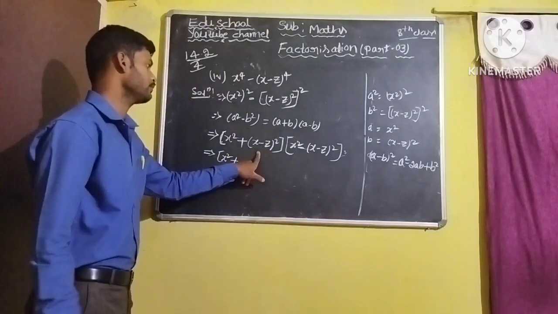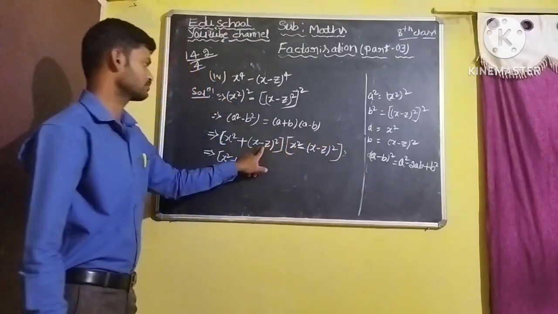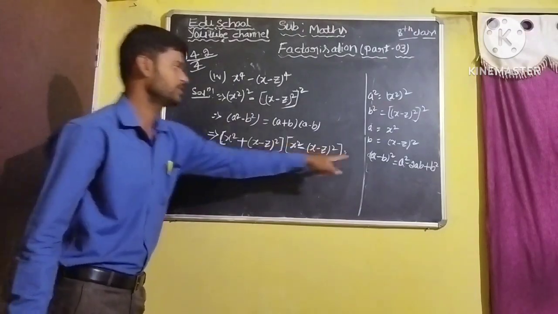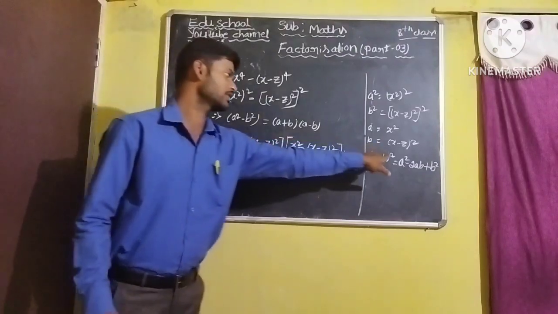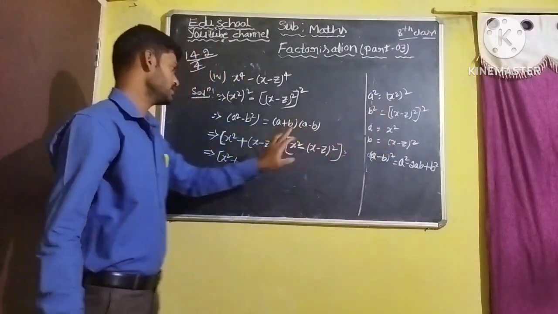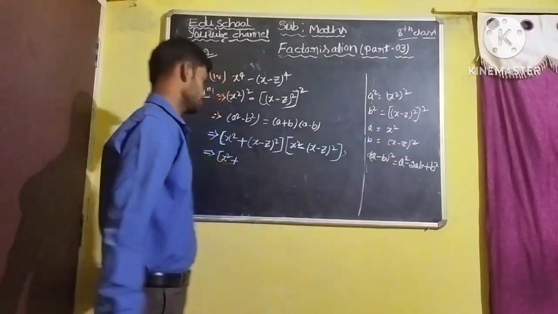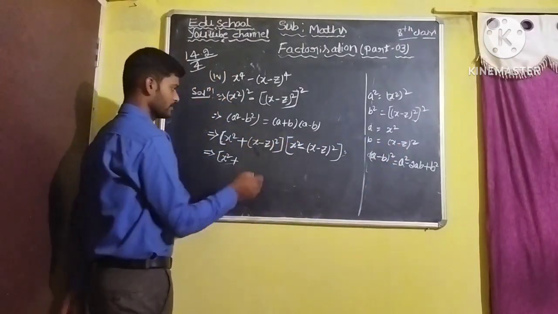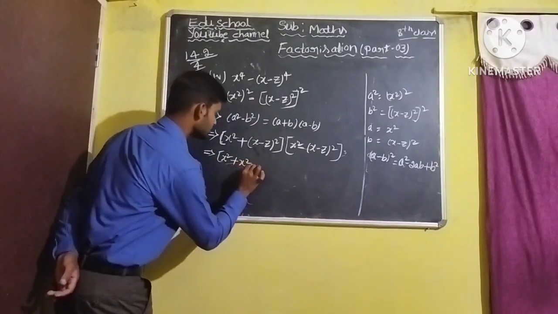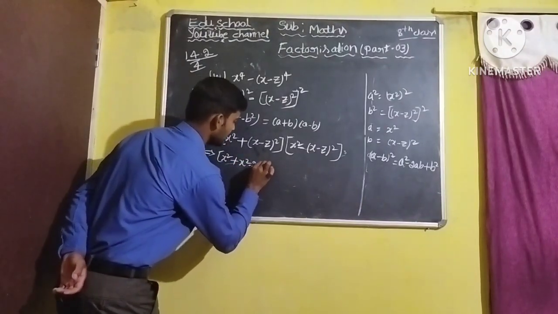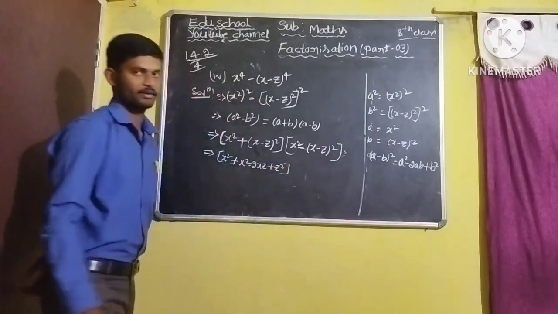In the place of a, what is there here? x is there, minus is there, here also minus is there. In the place of b, what is there here? z is there, whole square is there, whole square is also there. So that's why this is in the form of a minus b whole square. So this can be expanded: x square minus 2xz plus z square, bracket.